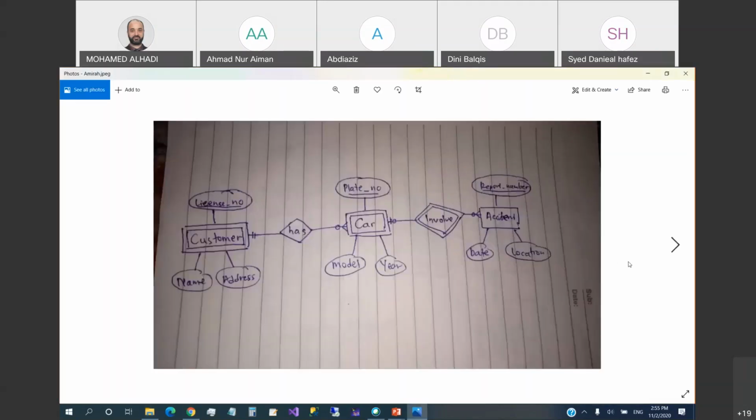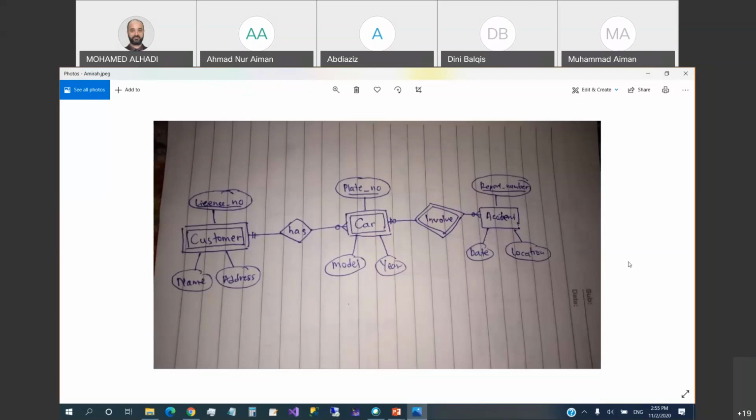Okay, for this we have car. The car has a plate number and model year, and the plate number is the primary key. Also the car is involved in an accident. This accident has a report number, which is unique, and date and location also. Then the car has a customer, or the customer has a car. The customer has a license number and also name with the address.